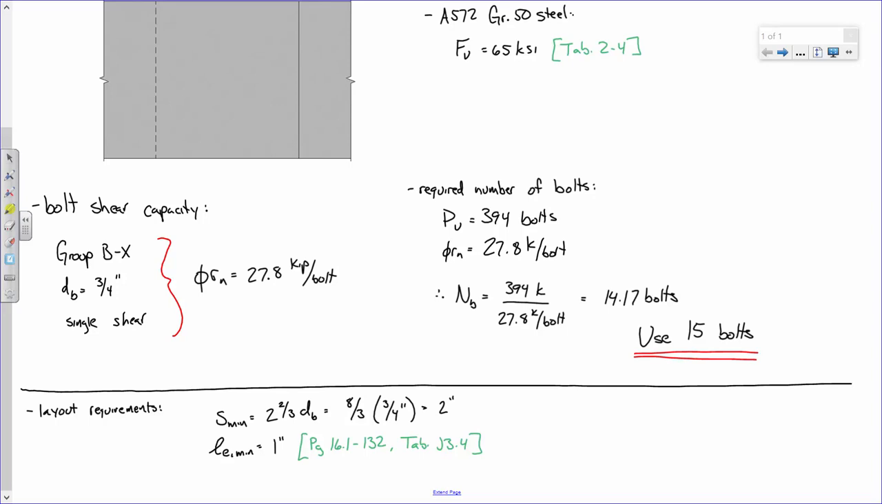Everybody good? If you're not, this is the time. Okay, does everybody have this? I'm going to move on to the next panel.